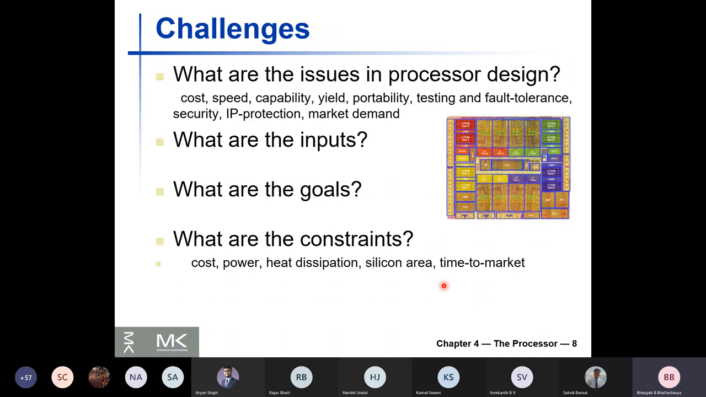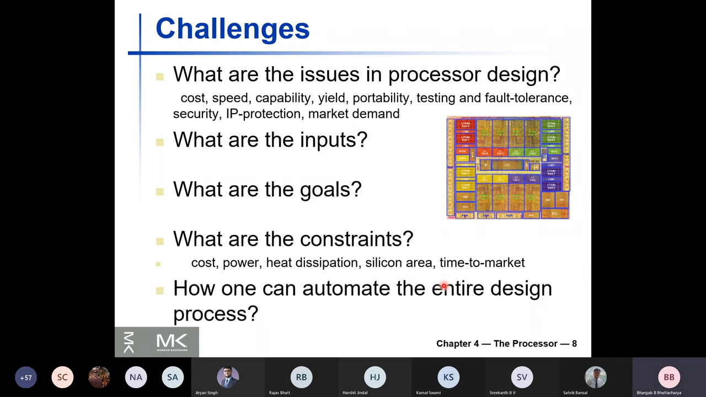Power is constrained, and then heat dissipation or energy dissipation is constrained, because otherwise the chip might burn out and its functionality may be degraded. And then silicon area, time to market. There are many parameters like that which impose different constraints on the designer and the manufacturer. And moreover, above all that, how do I automate the entire design process? Because everything should be done with the help of some design automation tools or computer-aided design tools. Because without tools, it is not possible to design such a very large system.